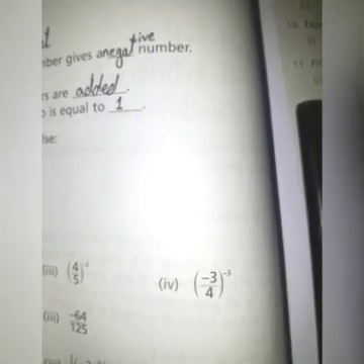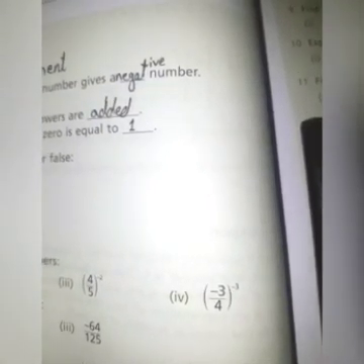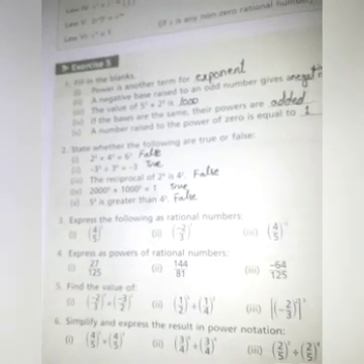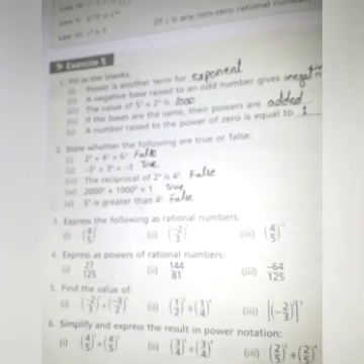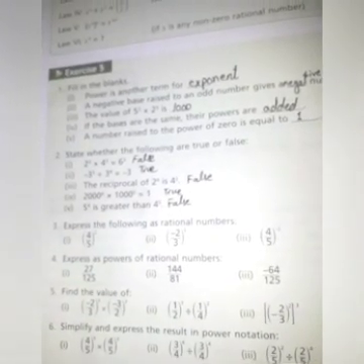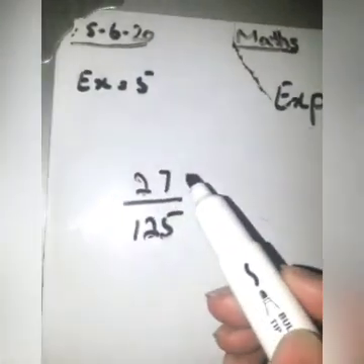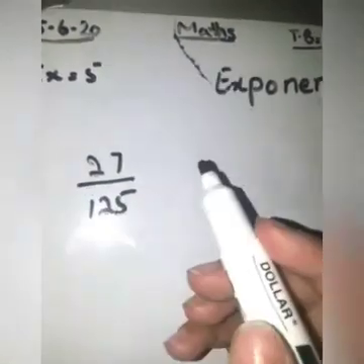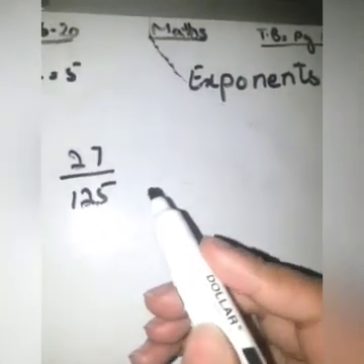Now the part 4, you have to solve these questions on your neat copy, and the fourth one by yourself. Now question number 4, express as powers of rational numbers. Now the part 1 is 27 over 125. So how will you solve this question?